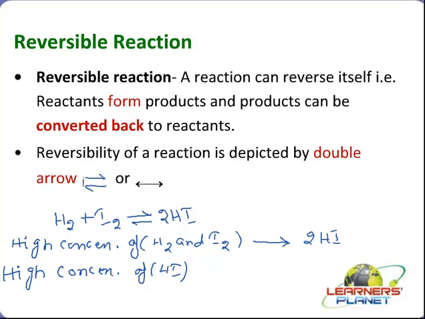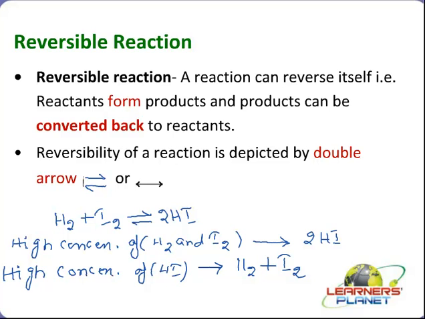Now where will the reaction proceed? The reaction proceeds in the backward direction. That is, your HI will be converted back to H2 plus I2. So this is an example of a reversible reaction.